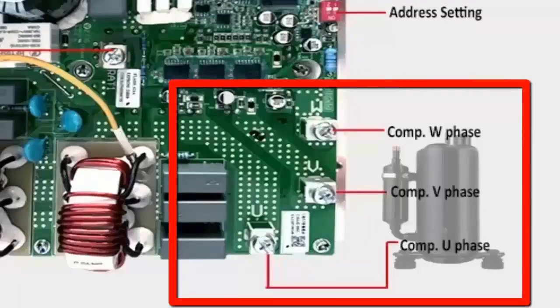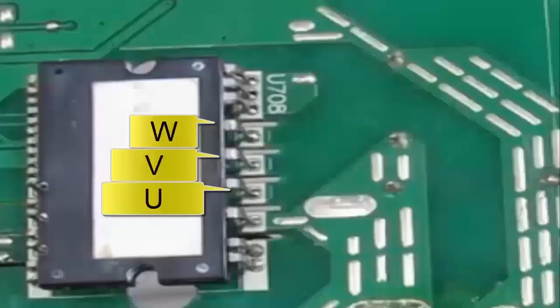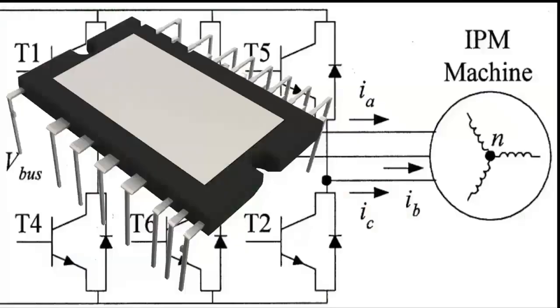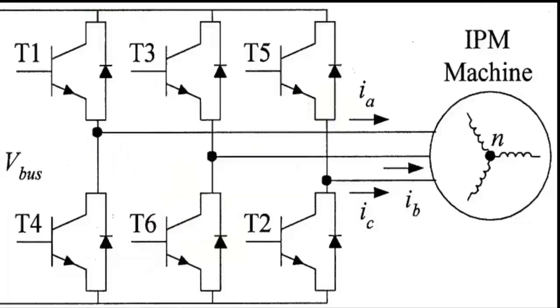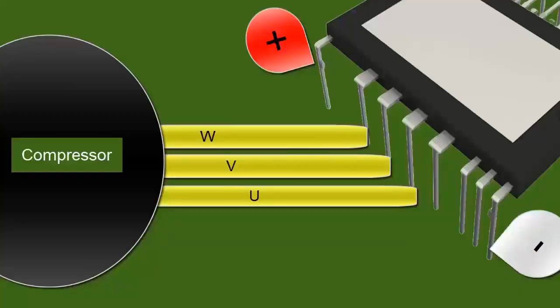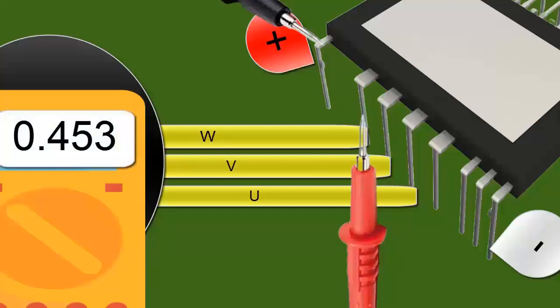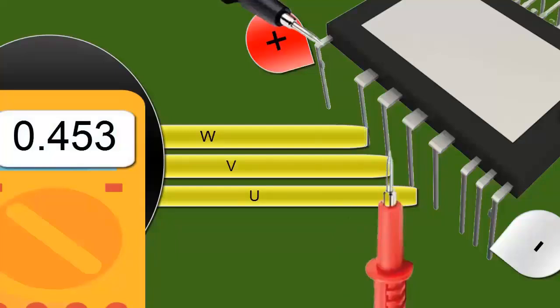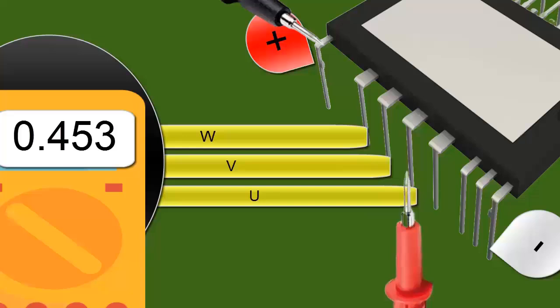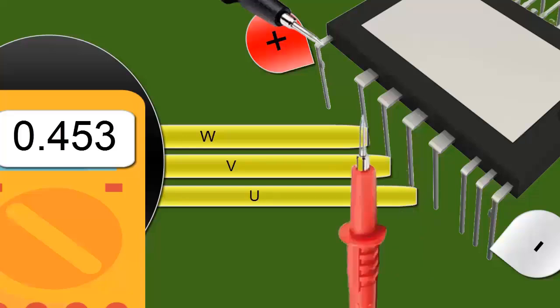and W. Set the multimeter to diode test mode, usually marked with a diode symbol. The IPM contains 6 IGBT transistors, each with an internal diode that can be tested externally. Testing the first 3 diodes. Place the black probe on the positive input of the IPM. With the red probe, measure terminals U, V, and W. Each should read a forward voltage drop near 0.45 volts, and all 3 should be very similar.